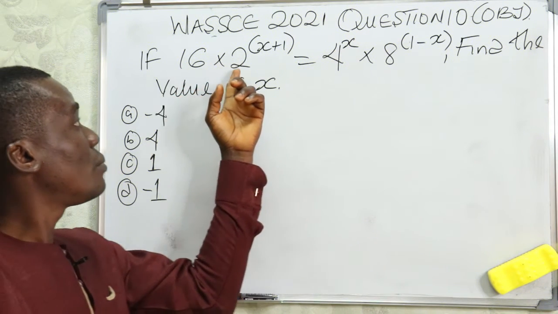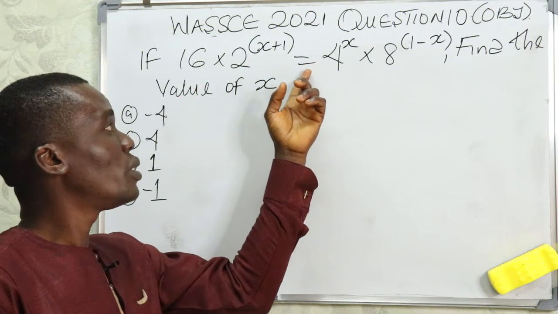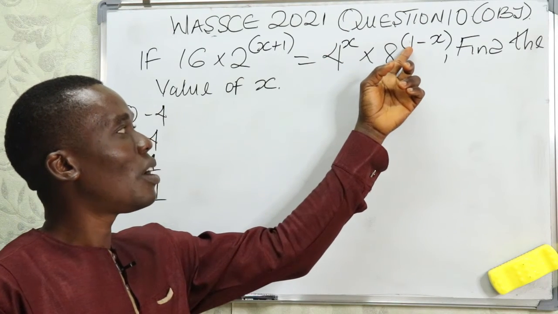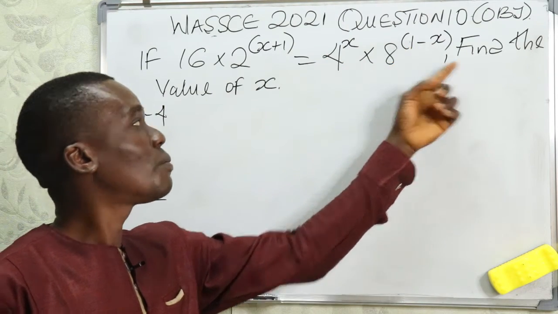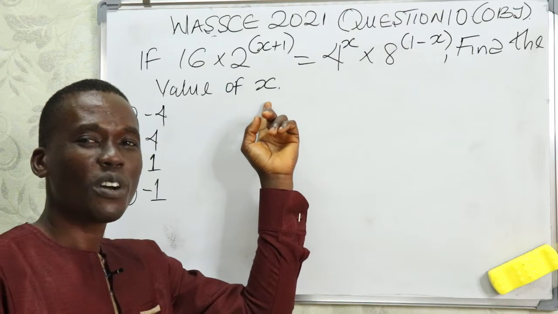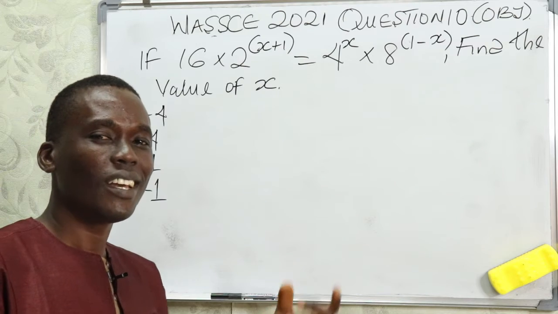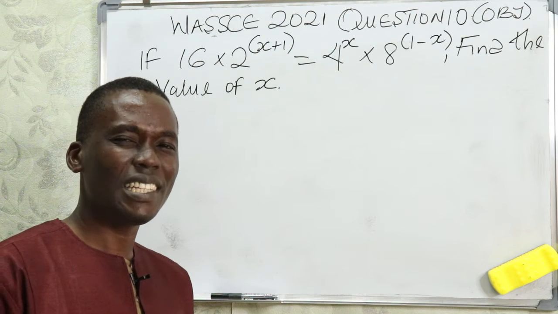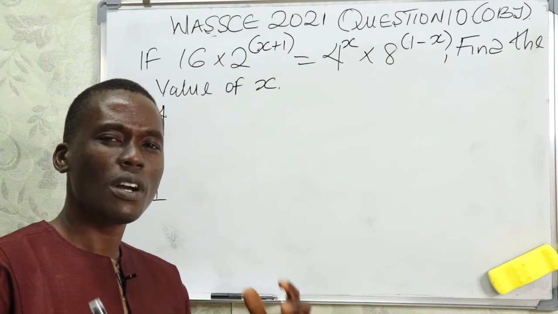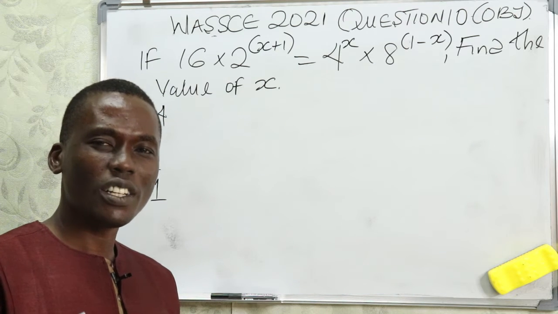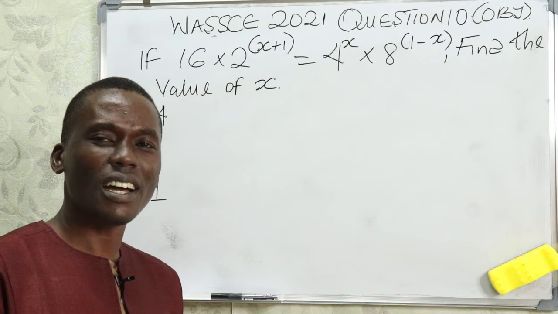If 16 times 2 raised to power x plus 1 is equal to 4 raised to power x times 8 raised to power 1 minus x, find the value of x. And these are the options that are given. For you to solve questions like these, you need to have strong confidence in your solving indices and the laws of logarithm.